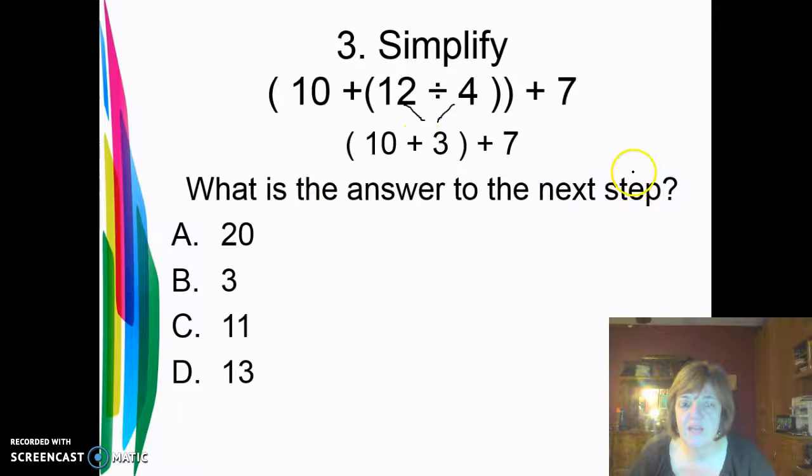Okay, what is the answer to the next step? What are we going to do next? And what is the answer to that?